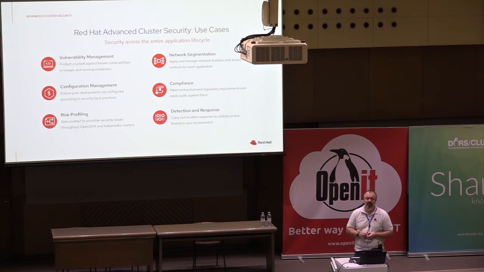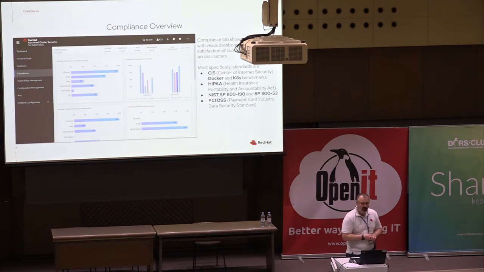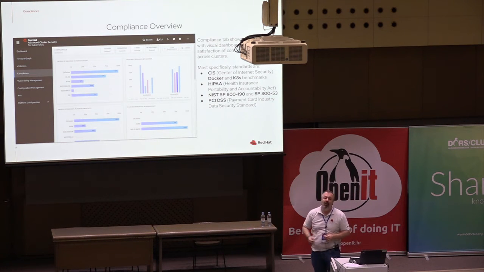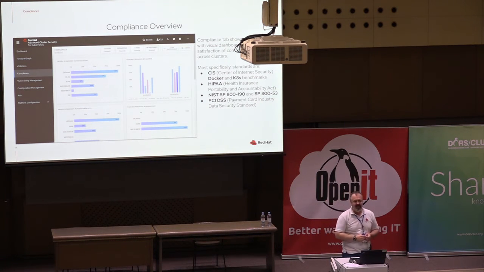Network segmentation. This is an awesome feature because people typically are using a flat network inside a Kubernetes cluster. It will show you the networking in a graphical way. I will tell you later. So, compliance overview. So you see some standards and how compliant your clusters are in a graphical way.